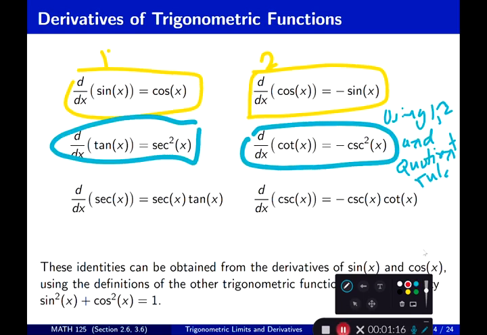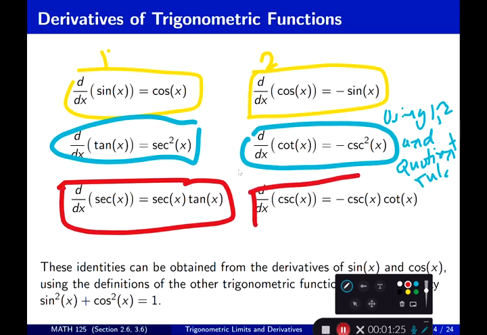Then we can use again 1 and 2 and the power rule, generalized power rule, to prove that derivative of secant x is equal to secant of x tangent of x, and derivative of cosecant of x is negative cosecant of x times cotangent of x. What is important is that all these rules, also to prove the cyan and the red set, we need to use Pythagorean identities.